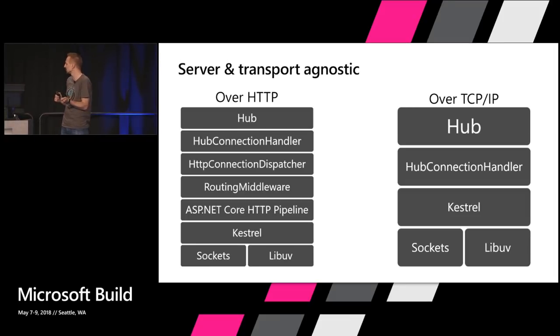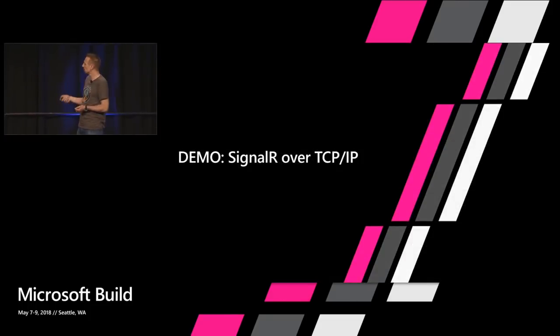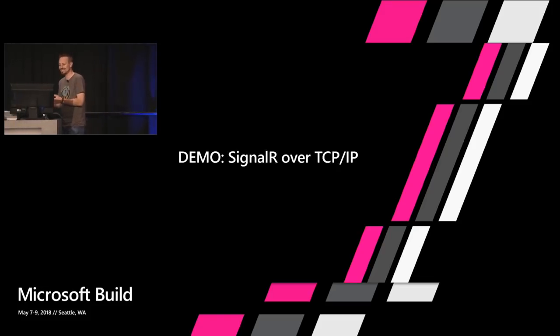But what if you want to do something else? Kestrel can speak anything if you write a connection handler for it, and then it's on top of sockets and libuv. So what would it look like to run SignalR, the same app, but have clients that aren't speaking HTTP?